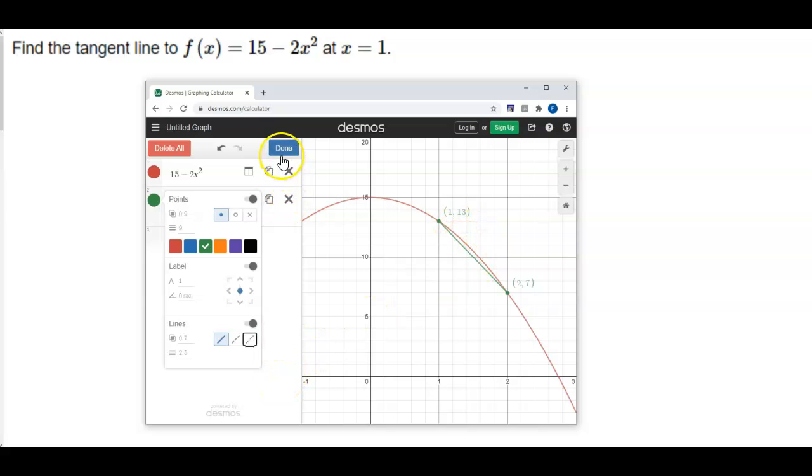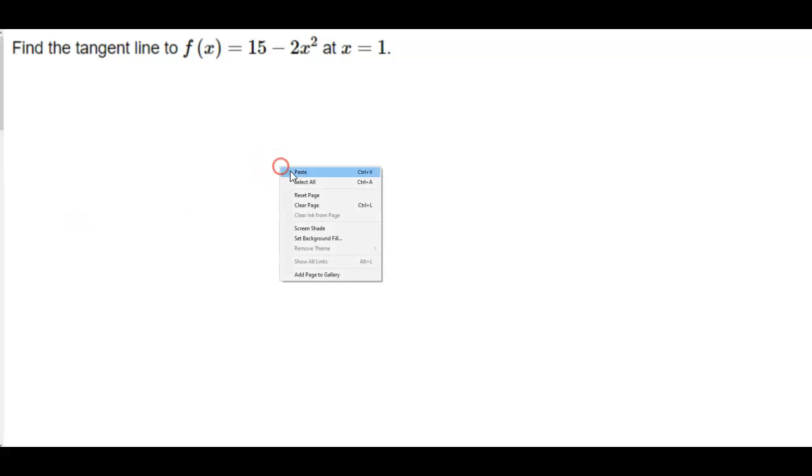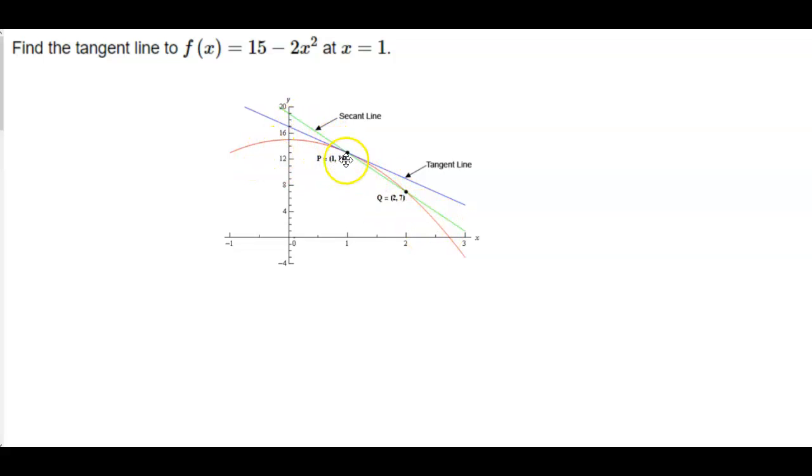Okay, so here what we've done is we have a curve and we want to find a tangent line to this curve at x equal to 1, where this point is. So we want to find a tangent line that's going through there. But right now we can see that this represents a secant line. And remember, the tangent line has to touch only at that point, and currently, right now, it does not. So let's take a look at what this graph looks like. Here is our curve. The line connecting 1, 13 and 2, 7 is the secant line, and this represents the tangent line.